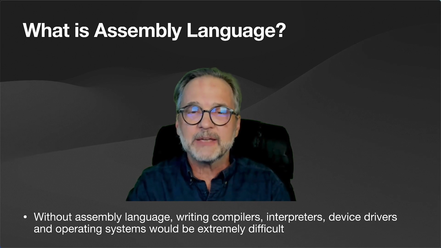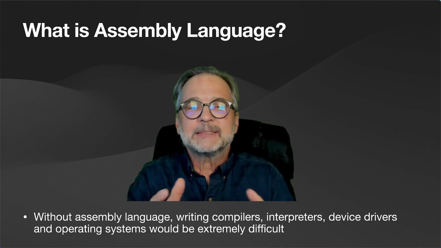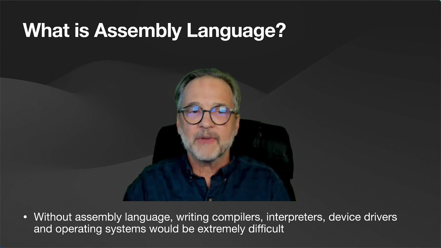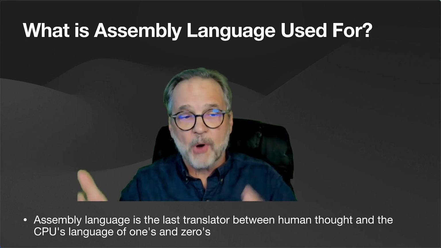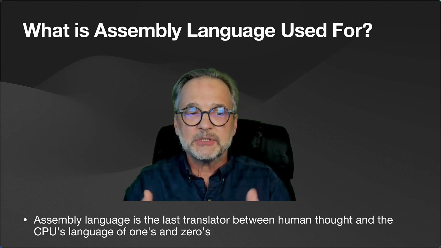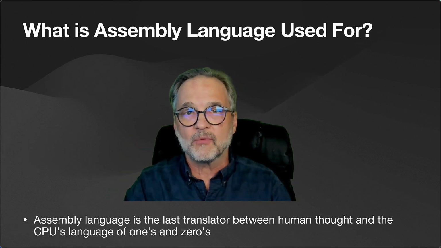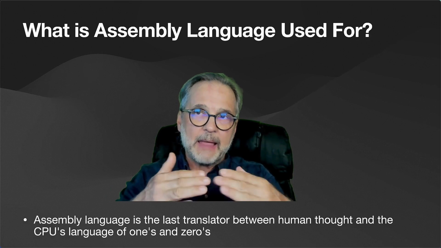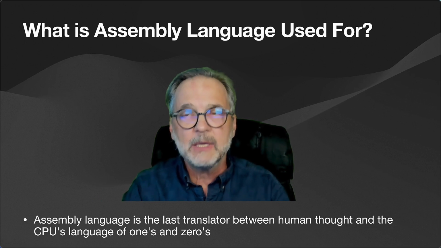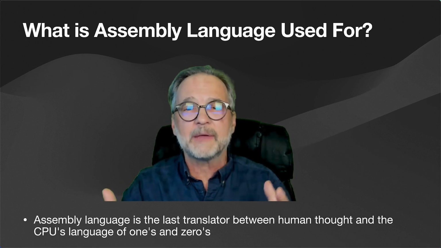For those of you who don't know what a device driver is, every time you connect a piece of hardware to your computer, the operating system has to know how to talk to it. It has to know what the language of that device is, and that's what a device driver is. So that's partly what assembler is used for: things like device drivers and operating systems. It's a translator between human thought and the CPU's language of ones and zeros. Compilers add yet another level to that. So you really have to know how the CPU works when you use an assembler, whereas with a compiler, you don't really have to know how the CPU works.